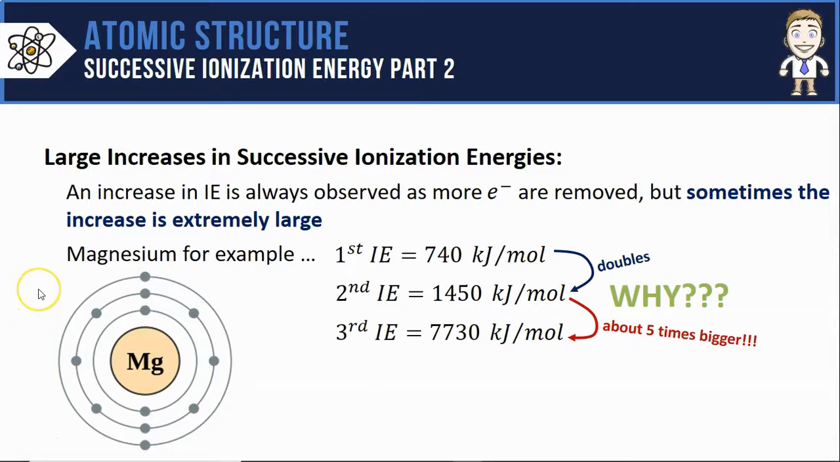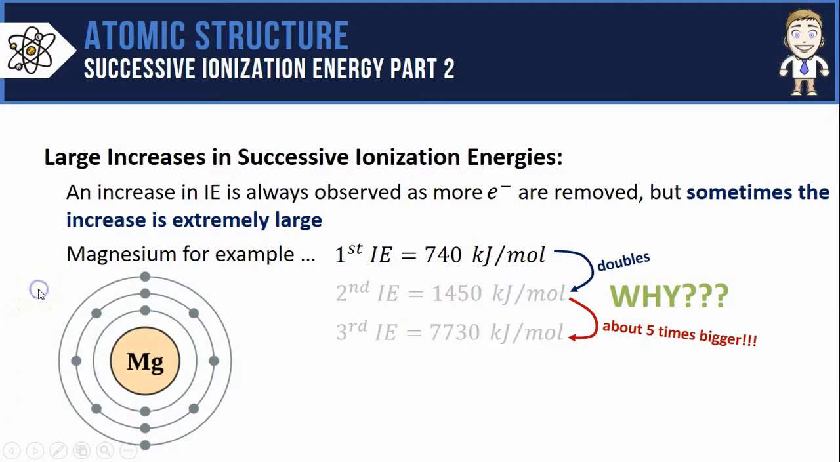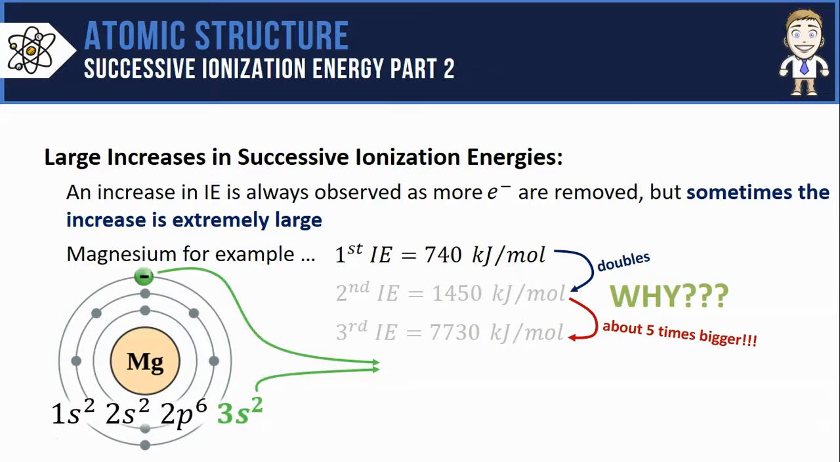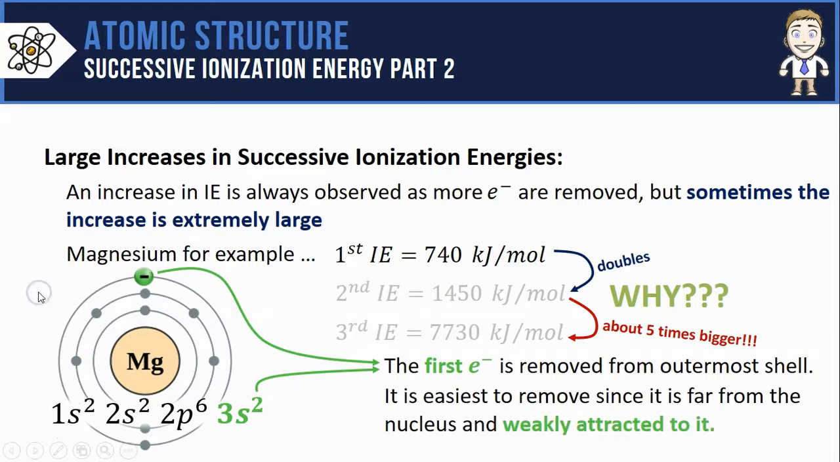To understand this, let's focus first on the first electron removal and the first ionization energy. We'll do that by pulling in the electron configuration and highlighting where that electron is removed from, both on the configuration and on the Bohr model shown. You might notice that the first electron to be removed is from the outermost shell of the atom. That makes it the easiest to remove since it's farthest from the nucleus and fairly weakly attracted to it.